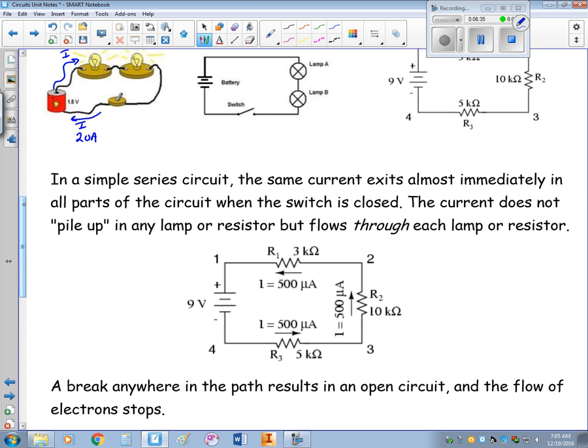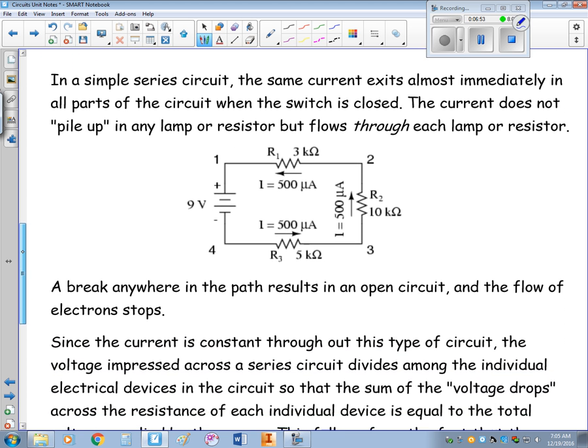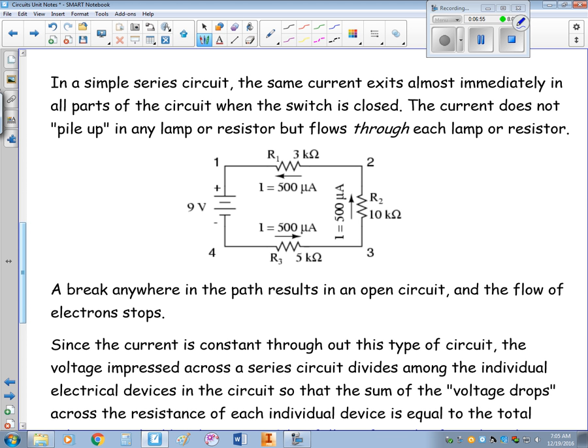So in a simple series circuit, the same current will exist almost immediately in all parts of the circuit when the switch is closed. The current does not pile up in any lamp or resistor, but it flows through each lamp and resistor. So looking at this one, if I have 3 resistors in this circuit, all 3 resistors, you'll notice, receive the same current. Any break in that path will result in an open circuit and the flow of electrons will stop.